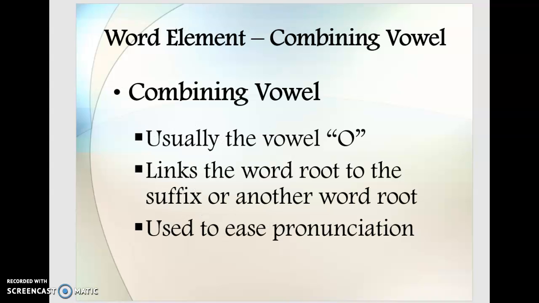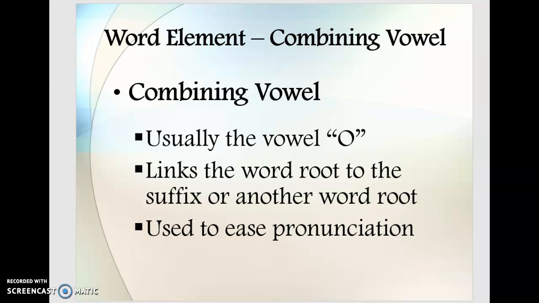The combining vowel is the part of the term that links the word root to a suffix or to another word root. This is strictly used to help us pronounce these words a little bit easier. If we didn't have that vowel, it would make some of these terms almost impossible to pronounce.